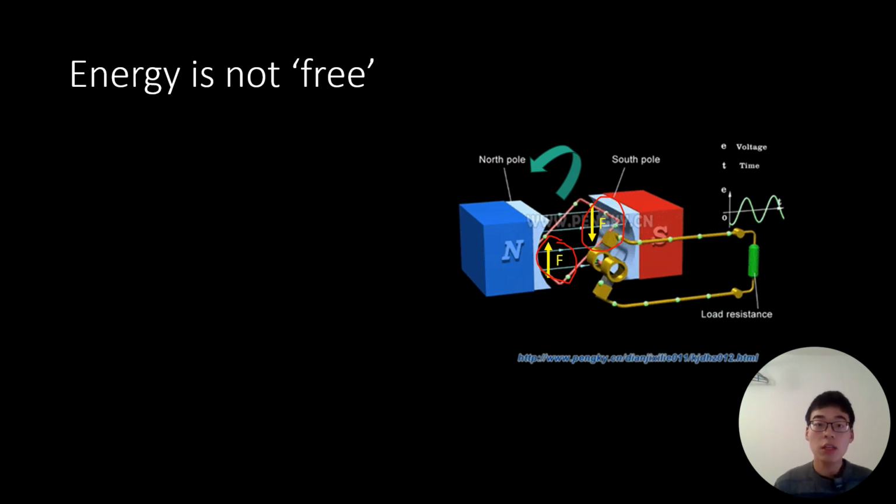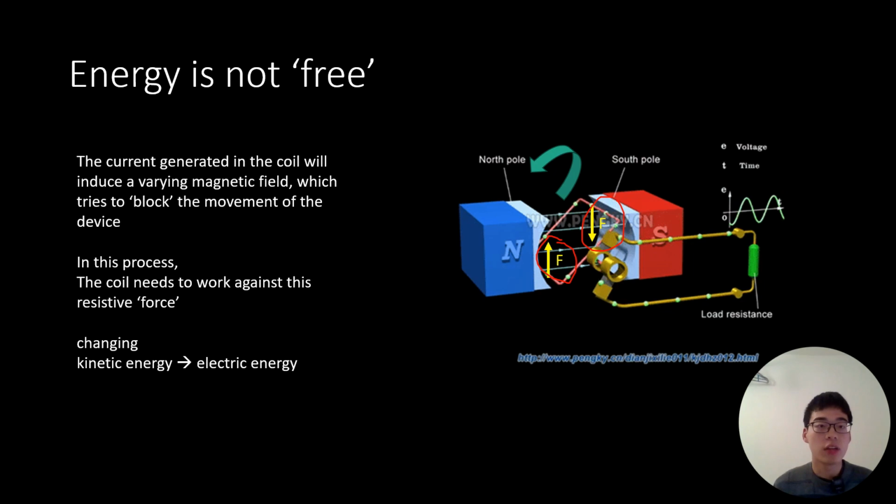If we rotate this coil wire and it's just generating the voltage without slowing down, then we actually have a perpetual machine, free energy. We just turn the coil around, nothing happens, and then electricity comes out, powering up our laptops, our buildings, our cars, forever and ever, which is totally impossible, right? So the current generated in a coil will induce a varying magnetic field, which tries to block the movement of the device.